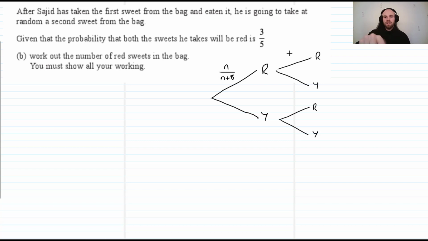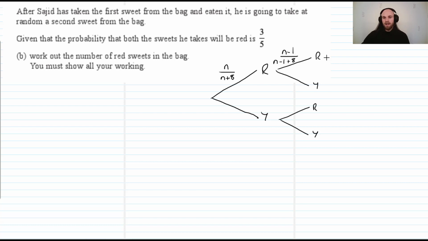Well, the second pick, bear in mind that he has just eaten the red sweet. On the top, it's going to be n minus 1, because we have one less red sweet. We don't know the number, but we know it's going to be one less than the first go. And on the second go, again, we're going to subtract 1 from this n, because he has eaten that red sweet. So it's going to be 1 less red, but still there's going to be 8 yellow.